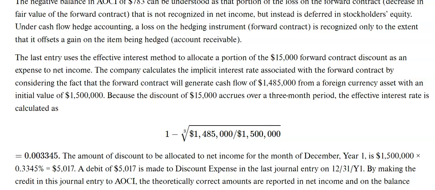$1,500,000 times 0.3345% equals $5,017. A debit of $5,017 is made to discount expense in the last journal entry on 12/31/Y1. By making the credit in this journal entry to AOCI, the theoretically correct amounts are reported in net income and on the balance sheet, and the balance sheet remains in balance, as is shown next.